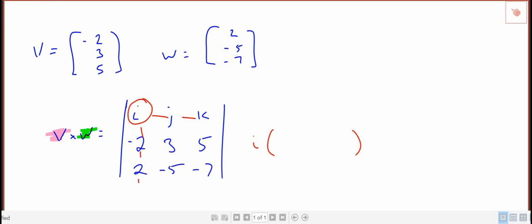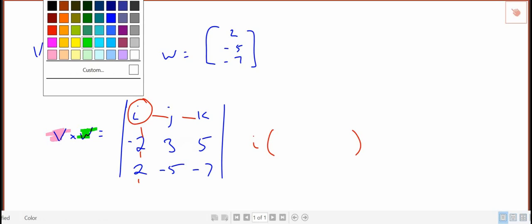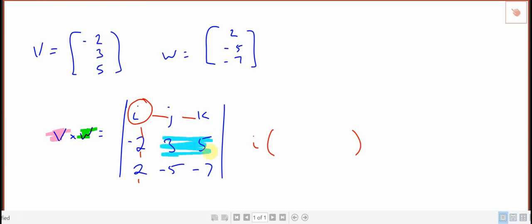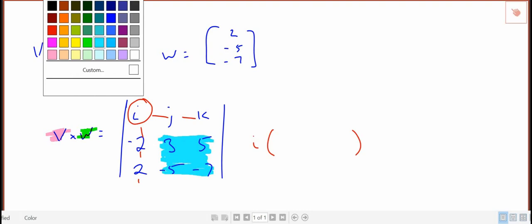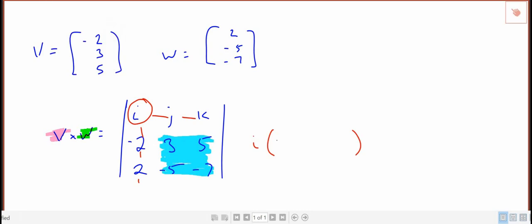So I'm just looking at the determinant of this 2 by 2 matrix that I just accidentally erased. Why did I do that? Okay, I'm going to use a little highlighter. So I'm looking at this 2 by 2 matrix right now. I took out the first row, first column, and what is left there? The determinant of that would be 3 times -7 minus 5 times -5.